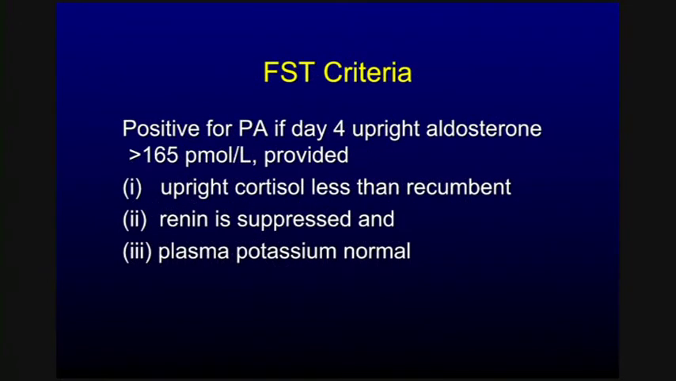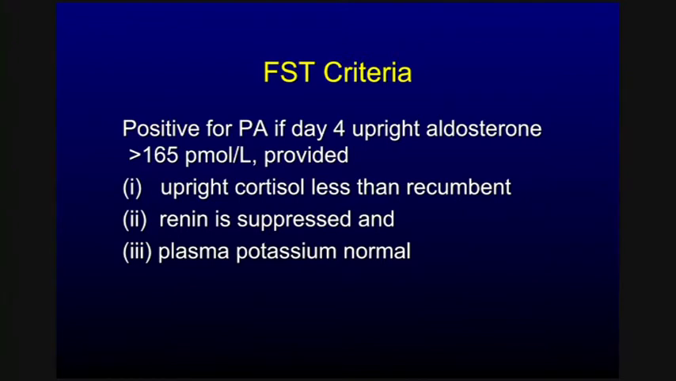This is our criteria for a positive test. If the day 4 upright, that's the 10 o'clock aldosterone, is over 165 picomoles per litre, that's about 6 nanograms per decilitre, we have to satisfy a number of other criteria. Firstly, we need to know that cortisol is less at this upright stage than at the 7 o'clock recumbent period. And the reason for that is that if cortisol has gone up during this time, then we assume ACTH has gone up, and this could have driven up aldosterone and prevented aldosterone from suppressing.